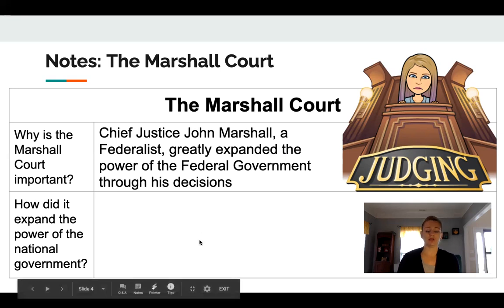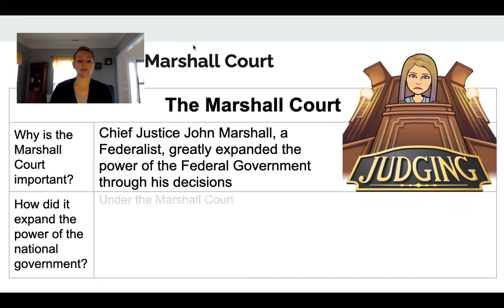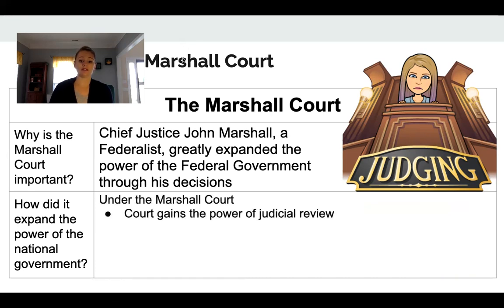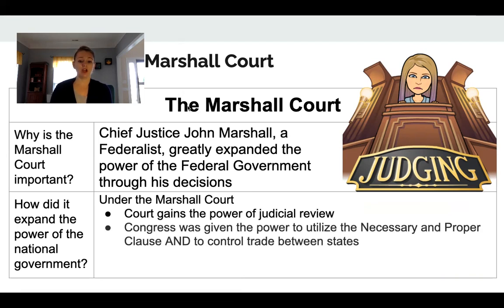Here, in your next spot, it talks about how exactly we expanded the power of the national government. Under the John Marshall Court, we see the courts gain the power of judicial review with the case of Marbury versus Madison, which we talked about in the last unit. We see Congress being given the power to utilize the necessary and proper clause, that elastic clause that allows them to stretch their powers that we talked about.